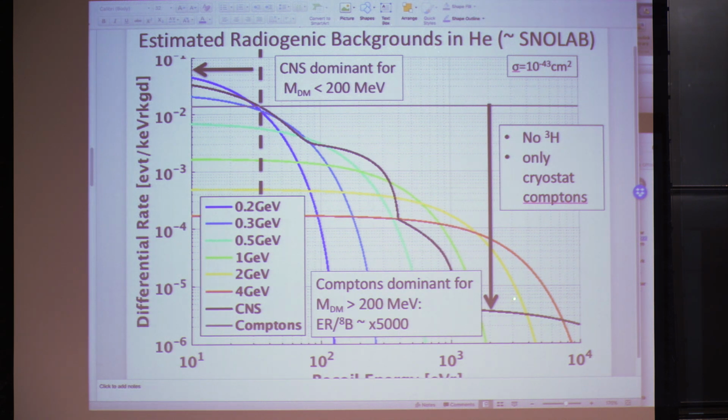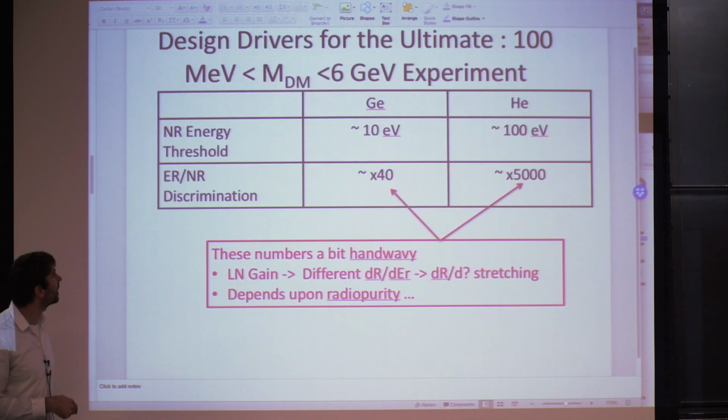But in helium, that signal suppression means that to hit the boron-8 floor, we're going to need a lot of electron recoil, nuclear recoil rejection. We're going to need something like times 5,000. So that's the trade-off in this range that we're going to have for an ultimate experiment.